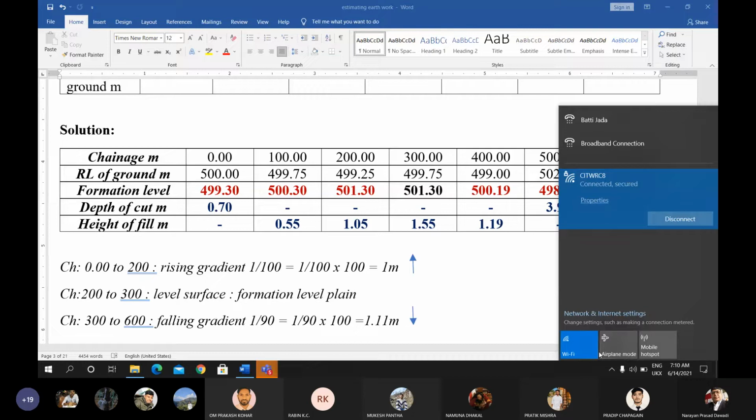So 200 and 300 channels have the same formation level wise, huh? No. From 0 to 200 meter is same. That means if the section is from 0 to 200, the distance is 200 meter.